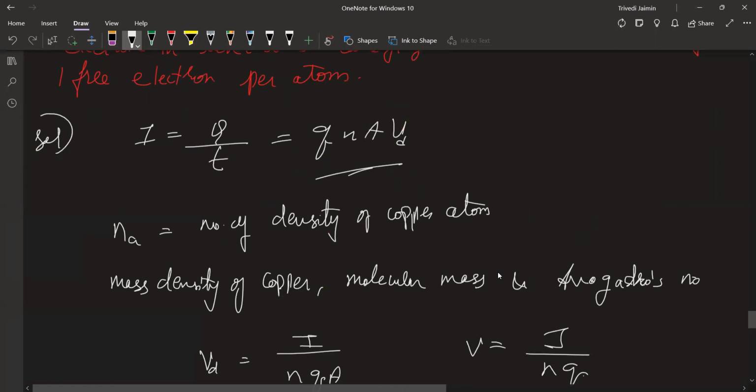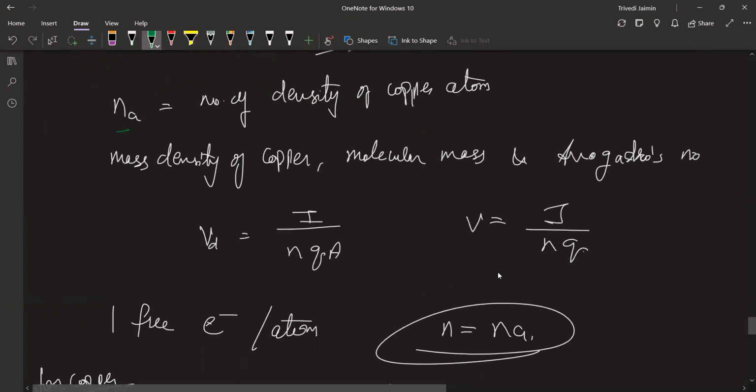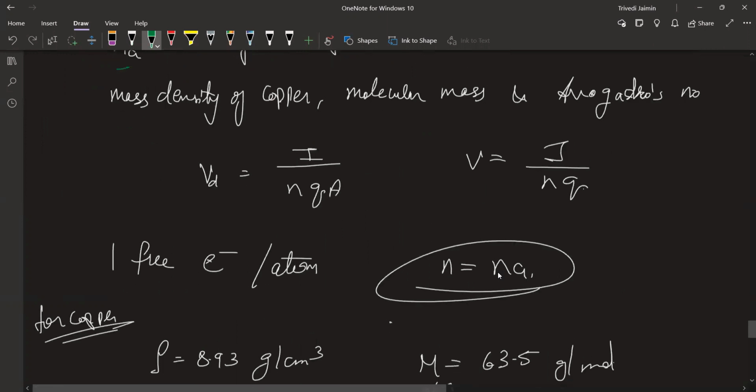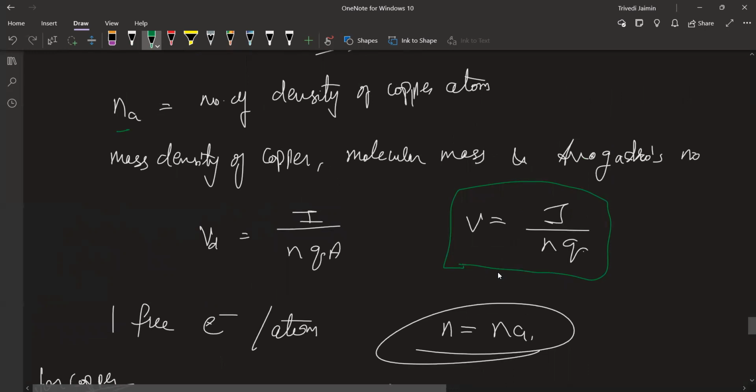Here n is the number density of copper atoms, because here we have copper. So VD equals I by n q A, and I by A is J. So VD equals J by nq. We have 1 free electron per atom, so the number of electrons n equals Na, the density of copper atoms. That means the total number density will equal the number of electrons.